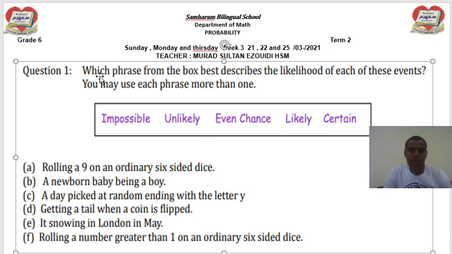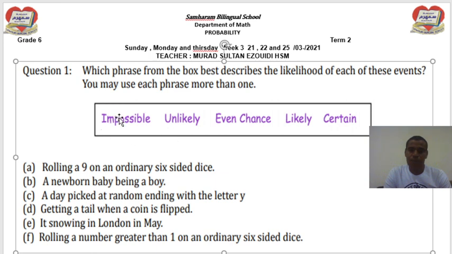Here the question is, question number 1. Which phrase from the box best describes the likelihood of each of these events? You may use each phrase more than once. Here we have some key mathematical vocabulary words: impossible, unlikely, even chance, likely and certain.